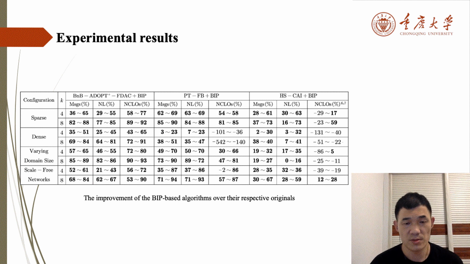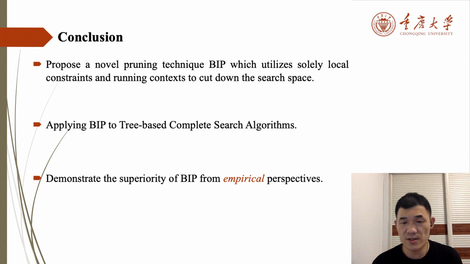To conclude, we propose a novel pruning technique, BIP, which utilizes only local constraints and running context to cut down the search space, and apply BIP to tree-based complete search algorithms. Then, we demonstrate the superiority of BIP from an experimental perspective.